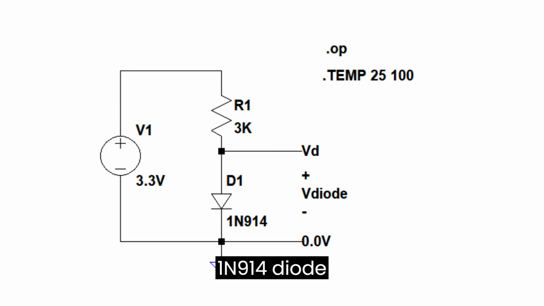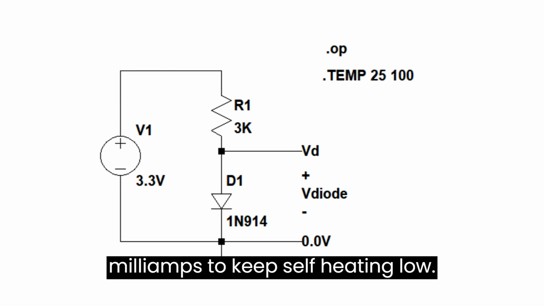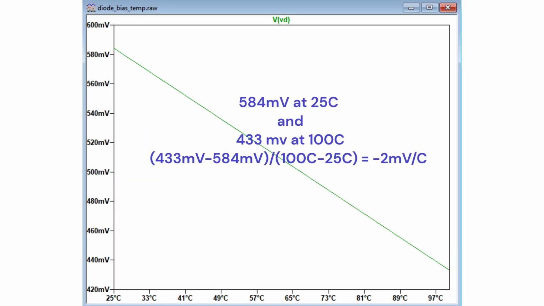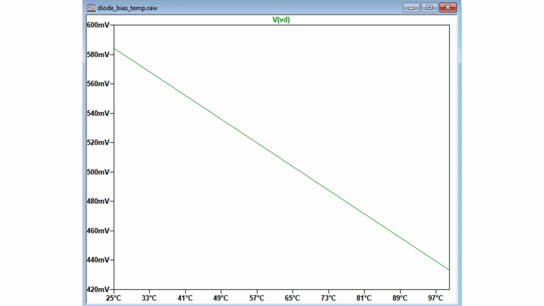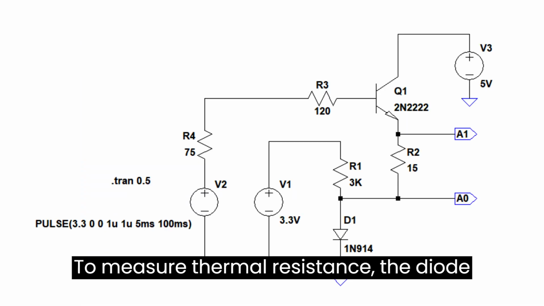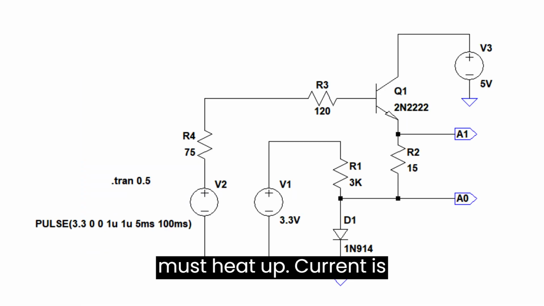Let's test a 1N914 diode model using LT Spice. The diode is biased at about 0.9 milliamps to keep self-heating low. To measure thermal resistance, the diode must heat up.